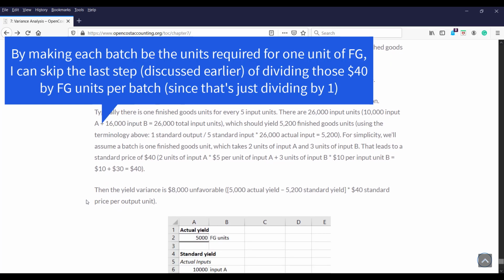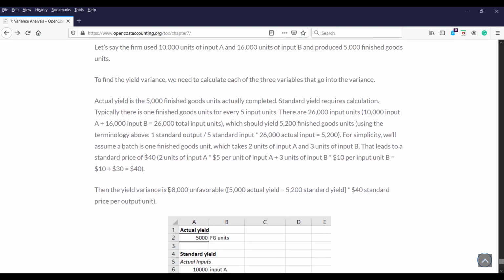So now our yield variance is $8,000 unfavorable. We have 5,000 actual yield minus 5,200 standard yield, all times $40 of standard price per output unit.